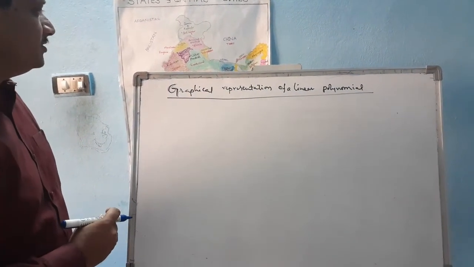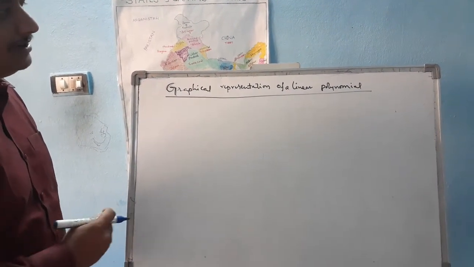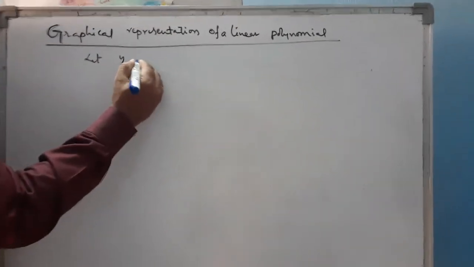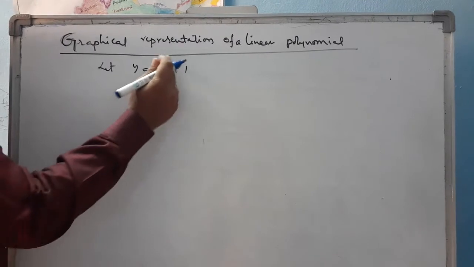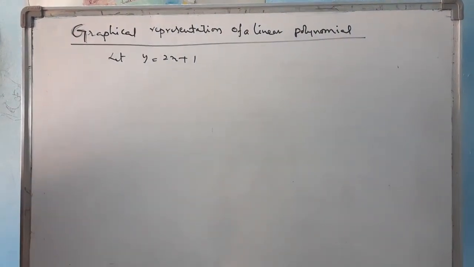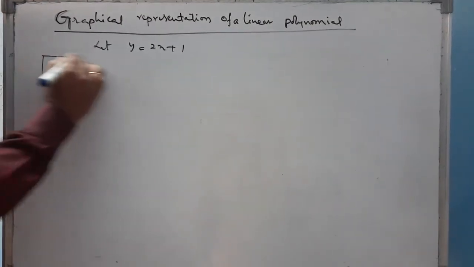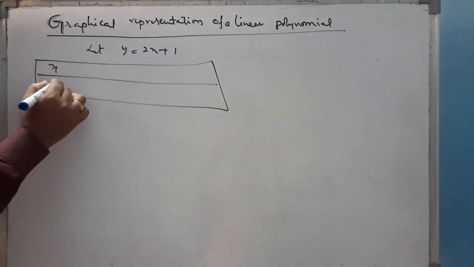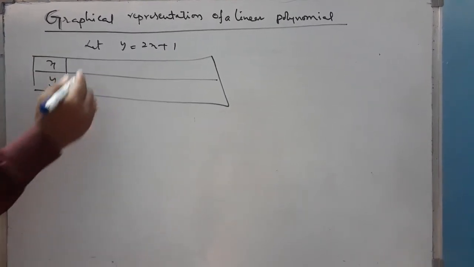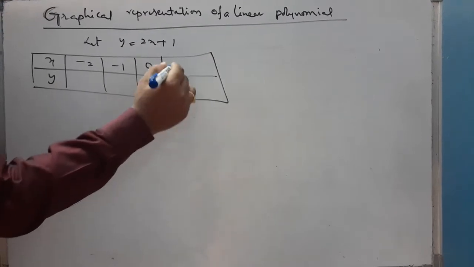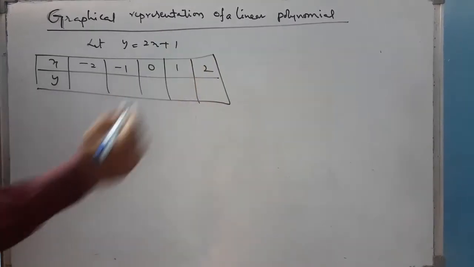So next, graphical representation of a linear polynomial. Let a linear polynomial be y is equal to 2x plus 1. The highest power is 1, so it is a linear polynomial. Now we are taking a table here, with x value and y value. The x values I am taking are minus 2, minus 1, 0, 1, 2.